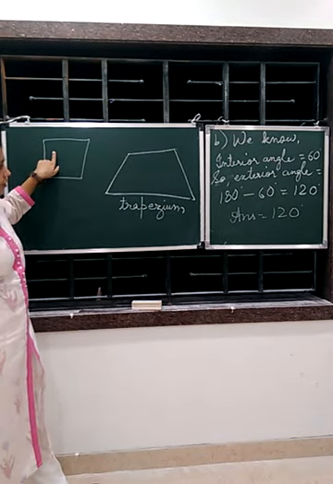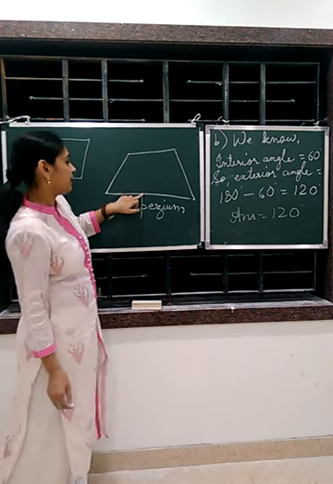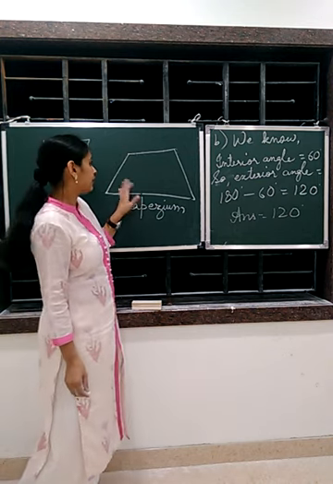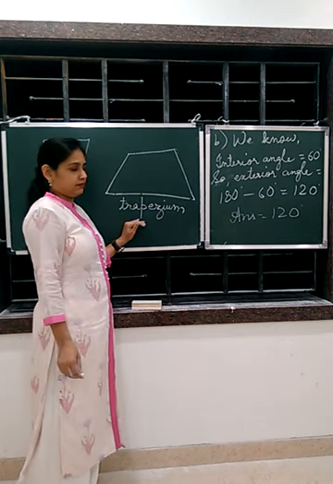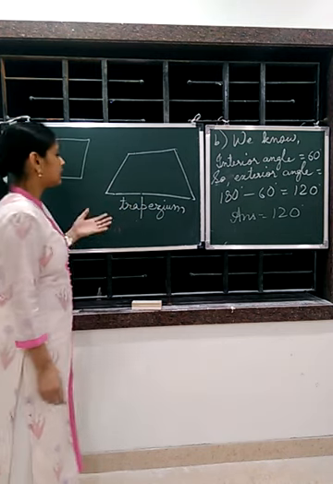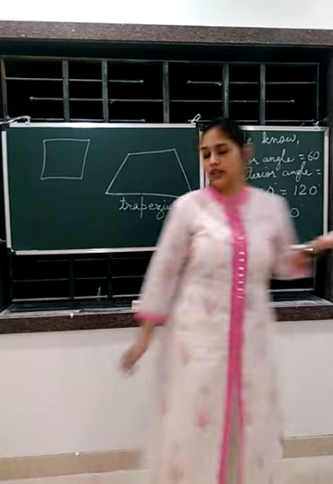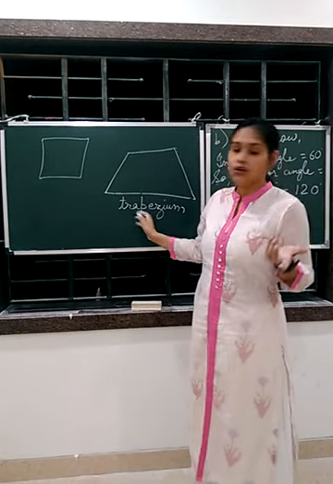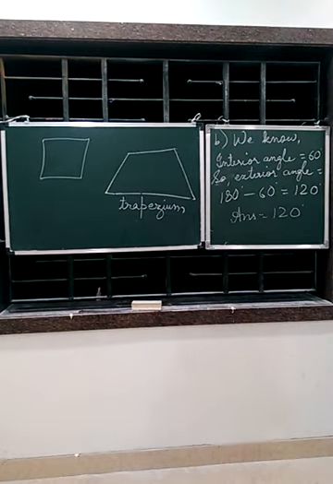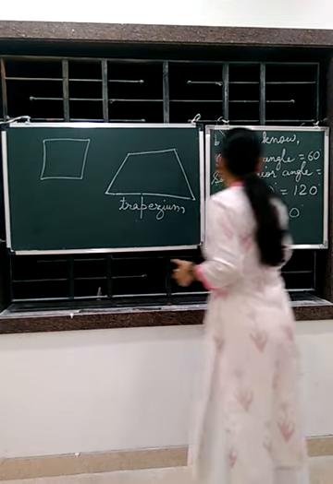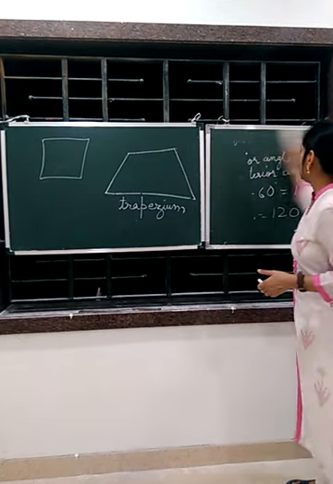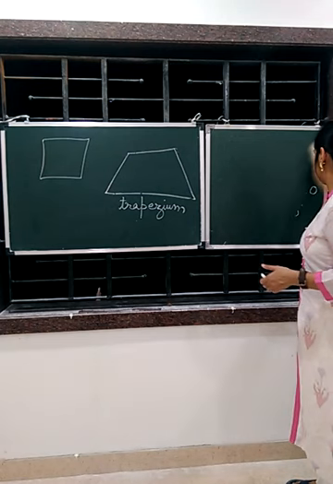So any quadrilateral in which any one pair is parallel, then such quadrilaterals are known as what? Trapezium. Okay. So this is a new type of a quadrilateral which we have studied just now. What is the definition of this quadrilateral? That any one pair of sides is parallel.